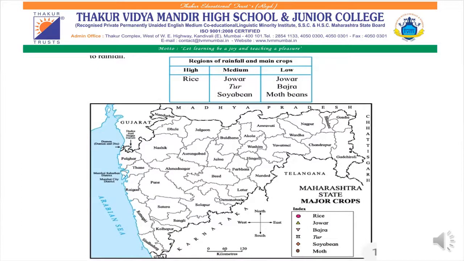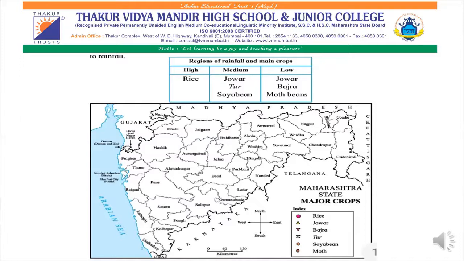Here students, this table is showing the regions of rainfall and main crops. It means the table shows the distribution of crops according to the rainfall. In high rainfall regions, the rice crop is grown. In medium or moderate rainfall regions, they grow jowar, tur, soya bean. And the regions that receive low rainfall, they cultivate jowar, bajra or moth beans.